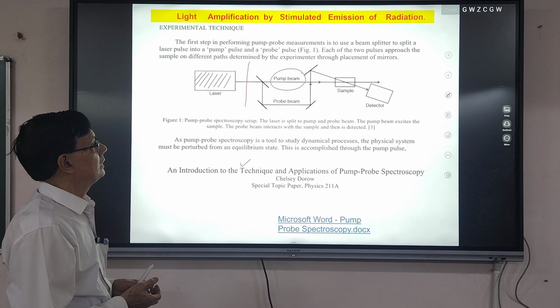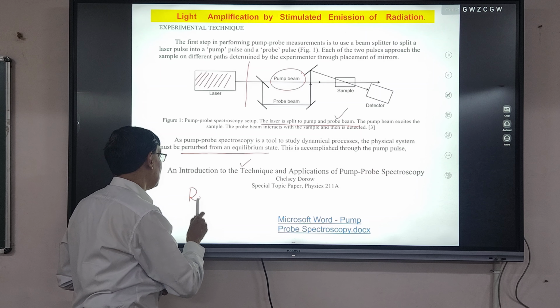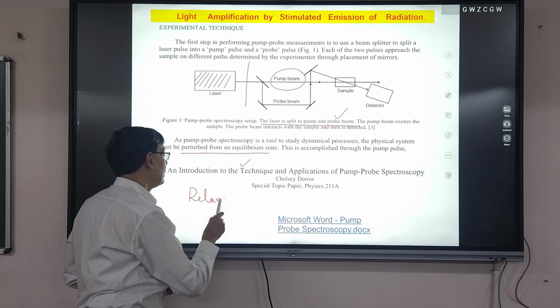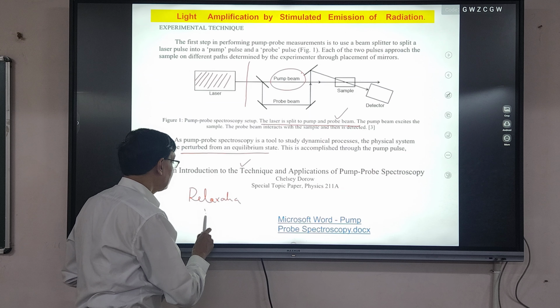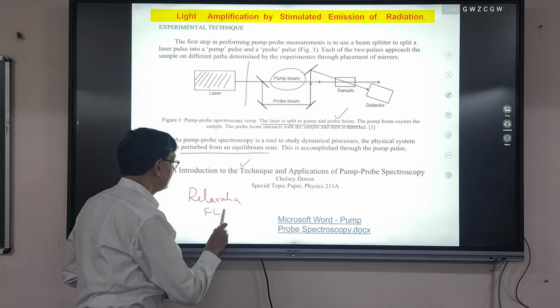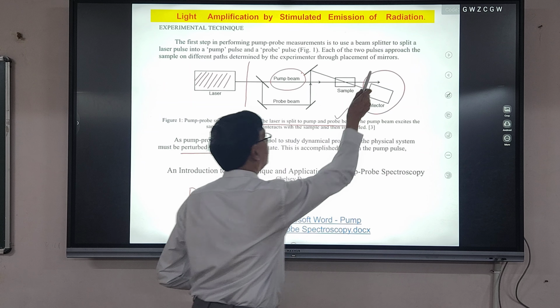The physical system must be perturbed. Why there is a relationship between relaxation technique and flash photolysis. But flash photolysis range is -3 to -9, maybe 3 like that. So beyond this. So then again the sample you see, then detector must be there and other thing.